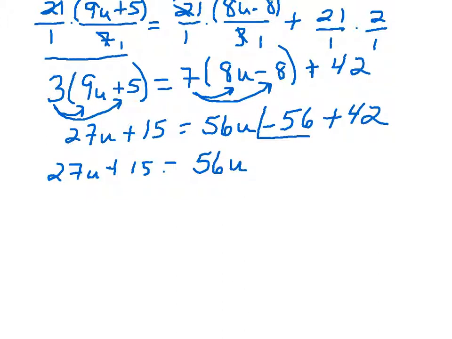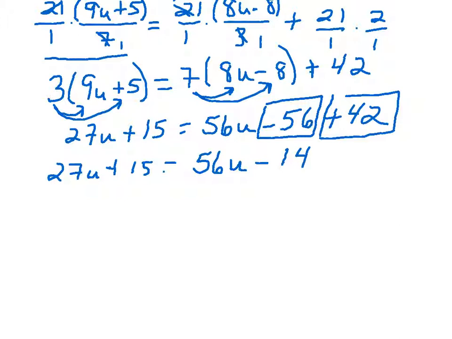And so we're combining negative 56 with 42. And so that should give us 14, minus 14. All right, we have u's on both sides of the equation.